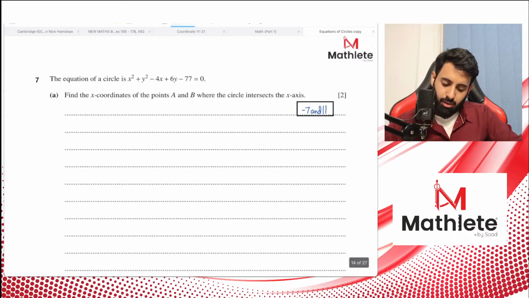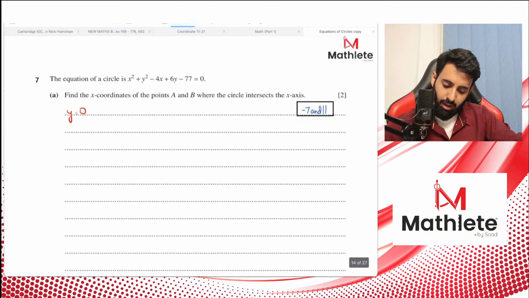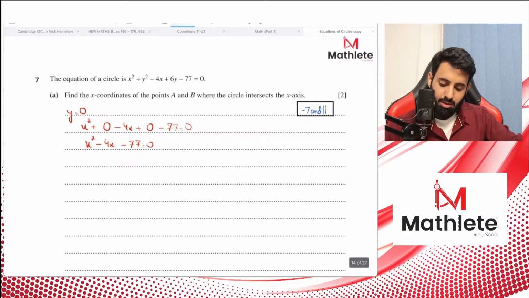If you want to find the points at which the circle intersects the x-axis, what you have to do is plug in y as 0. You can do that without writing it in the form you would normally use for the equation of a circle. So x squared plus 0 minus 4x plus 0 minus 77 equals 0. Let's see what we have: x squared minus 4x minus 77 equals 0.